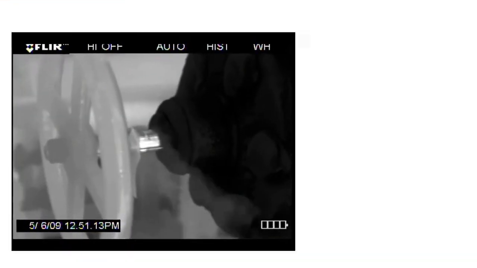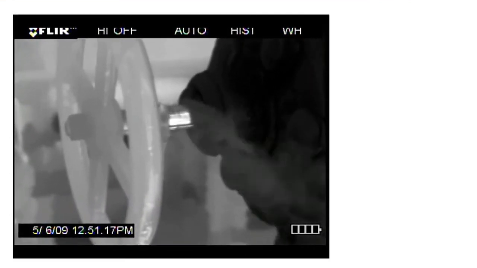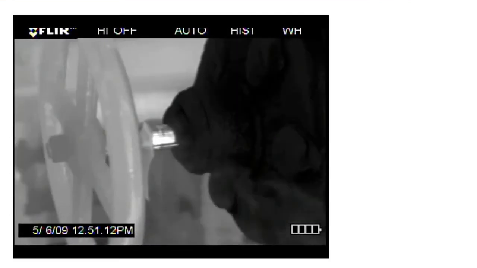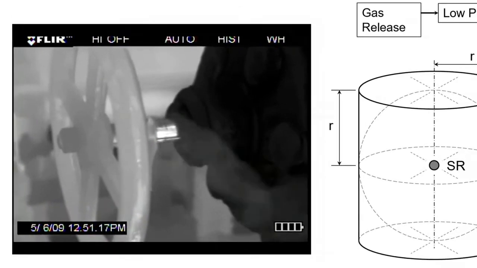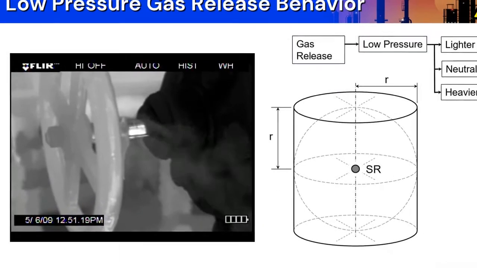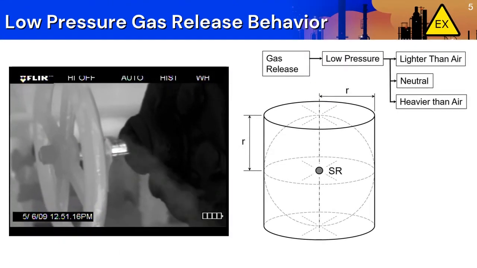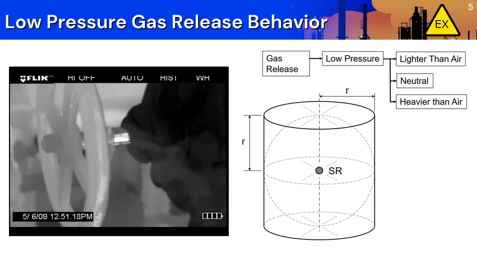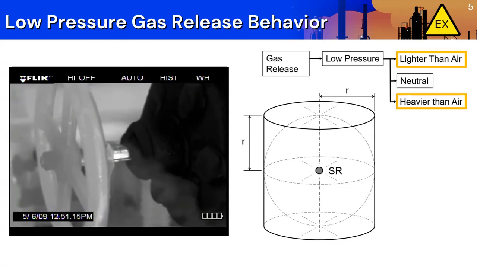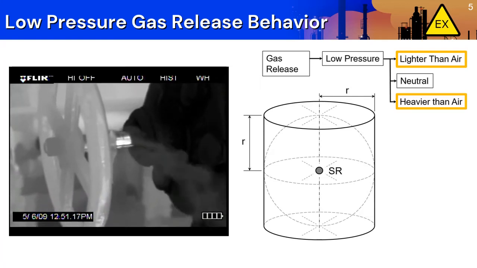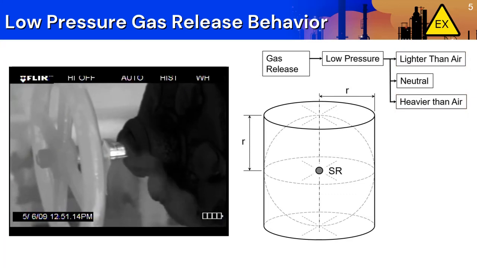Low-pressure releases will be highly influenced by air movement. In calmer conditions, the release direction will be influenced by vapor density. Lighter than air releases will move upwards. Heavier than air releases will move downwards and will collect at ground level in pits and depressions. Neutrally buoyant gas releases can behave like lighter or heavier than air gases. Often the release temperature relative to ambient can influence how the gas behaves.